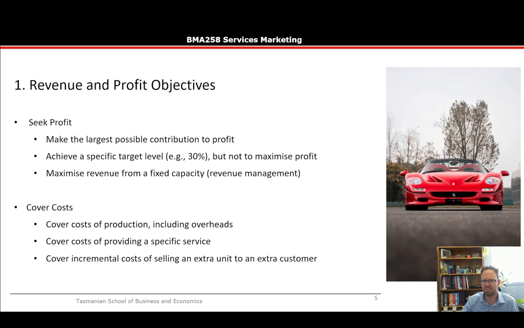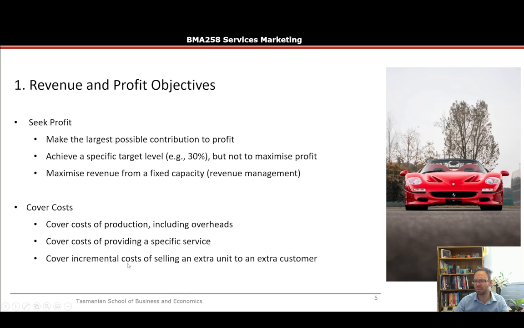Another one is to cover costs. So more of a cost approach where we go, we need to cover our costs of production, including our overheads. So then you sort of work backwards and go, well, how much do things cost? And then you go, what are our overheads? And you add those two together and you work out your pricing from that perspective. The next one is cover costs of providing a specific service. So it costs this much to provide the service. So then we're going to base our pricing on that cost of providing the service.